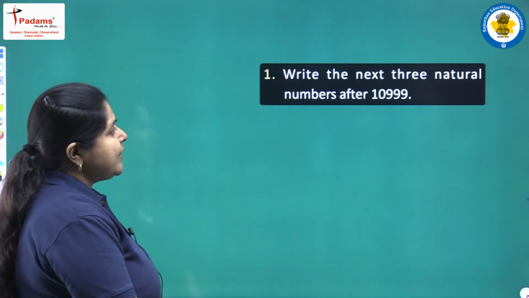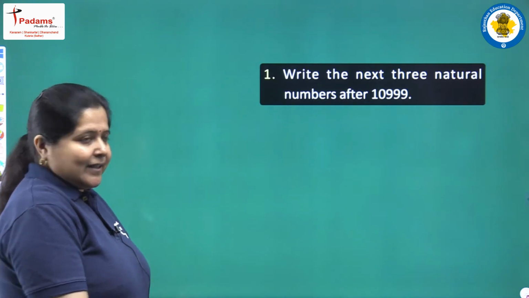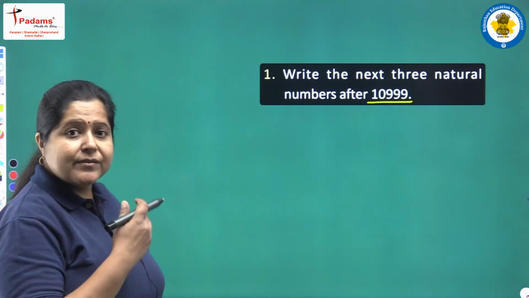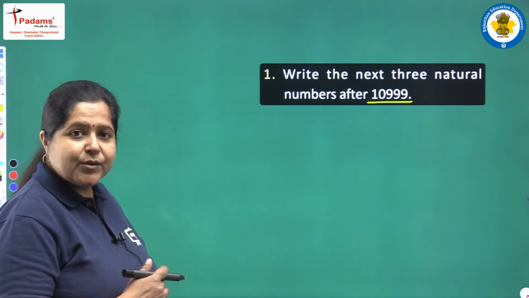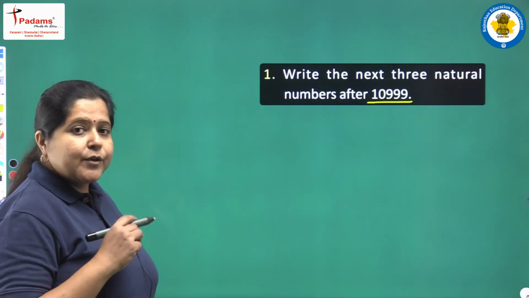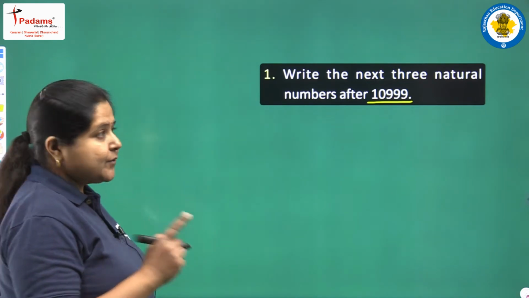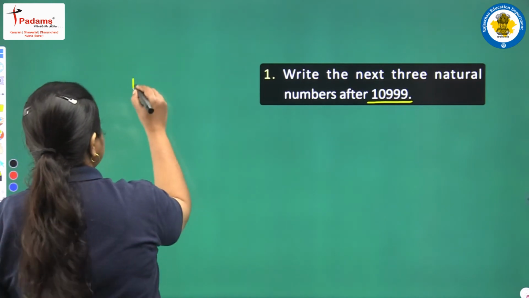Write the next three natural numbers after 10,999. Here we have been given this number and we have to find the next three numbers. We know that the difference between any two consecutive numbers is 1. So to find the next number, we need to add 1 to its units place. Let us add 1.